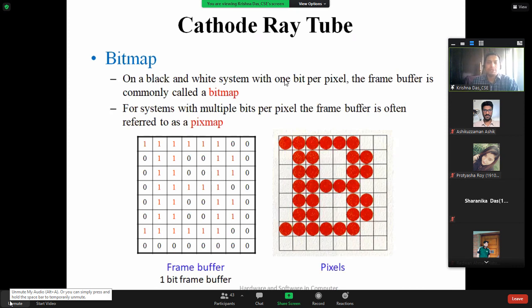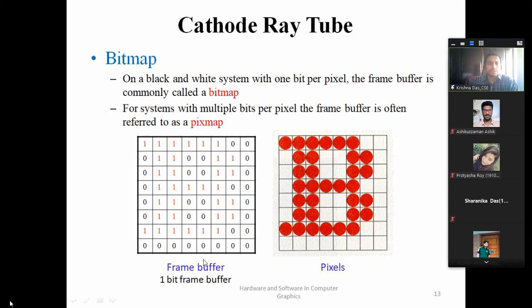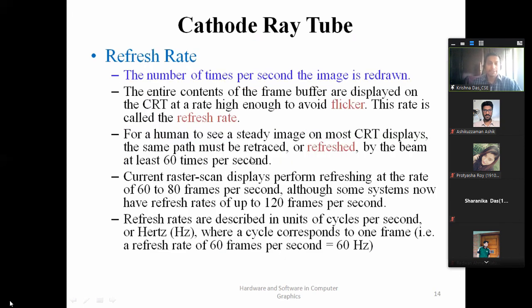When we have 1 bit per pixel, which we just discussed, it is called a bitmap. It stays on a black and white system, with one high and low that we can define. Pixmap means when multiple bits per pixel are defined. Just as we have seen, 8-bit is multiple bits. So every pixel is defined with 8 bits, or 1 byte. That is called a pixmap.